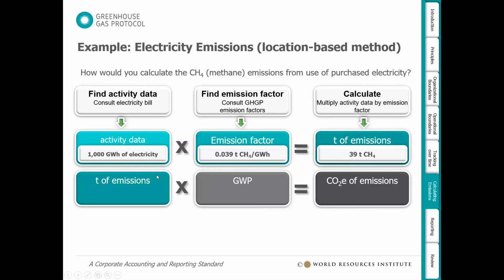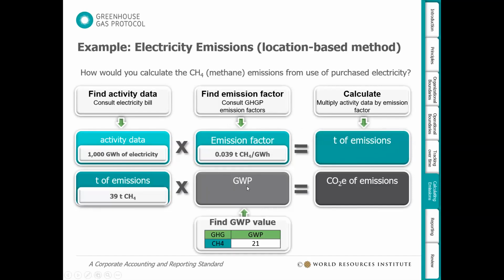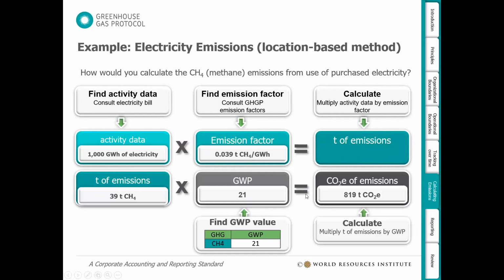We then multiply that by the appropriate global warming potential value, and find that the company emitted 819 tons of carbon dioxide equivalent. And again, the GWP value here for methane is 21. That comes from the second assessment report, showing that methane is a much more potent greenhouse gas than carbon dioxide.